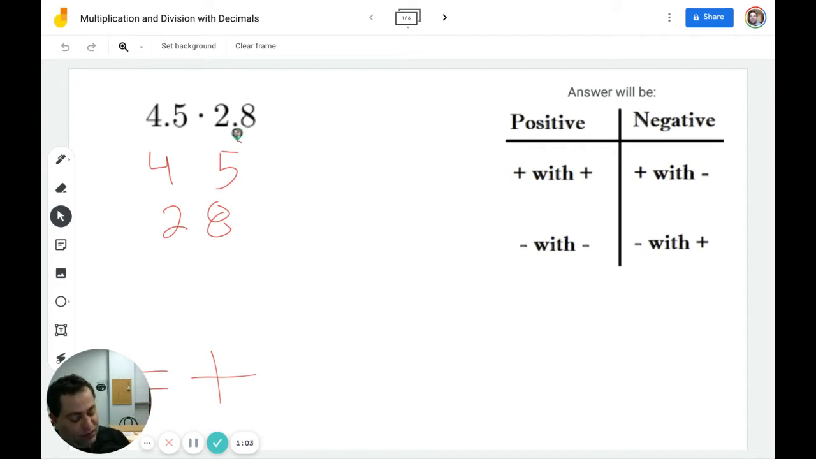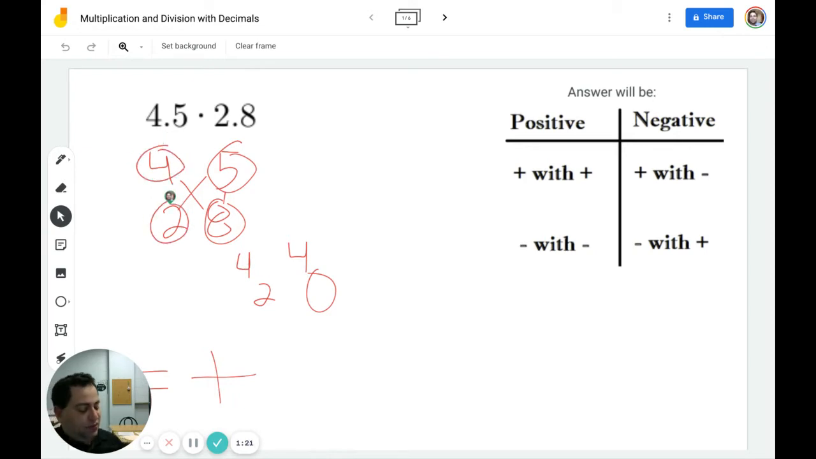We're going to do 5 times 8, and that's going to give me 40. Then we're going to cross multiply and add up. So we have 5 times 2 is 10, 8 times 4 is 32, 32 plus 10 is 42. And lastly, I'm going to multiply the left side. 4 times 2 is 8. Then in order to write the final answer, I just have to add the numbers to their superscripts. So I have 0, 4 plus 2 is 6, and 8 plus 4 is 12.